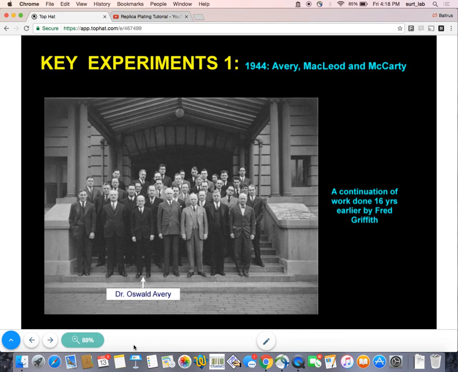Avery was working on a microbe at the time called pneumococcus. It's now called Streptococcus pneumoniae. The reason that Avery was working on that, and that Griffith before him was working on it, as I'll talk about in a second. So you guys know what happened between 1914 and 1918?